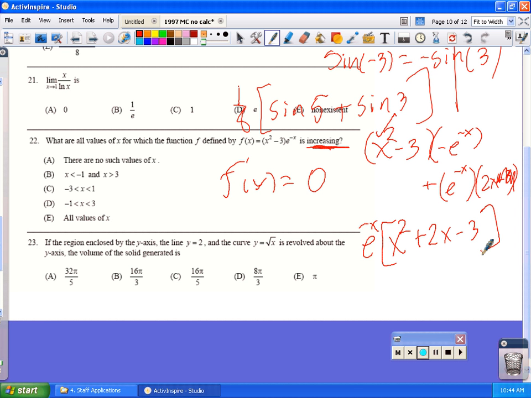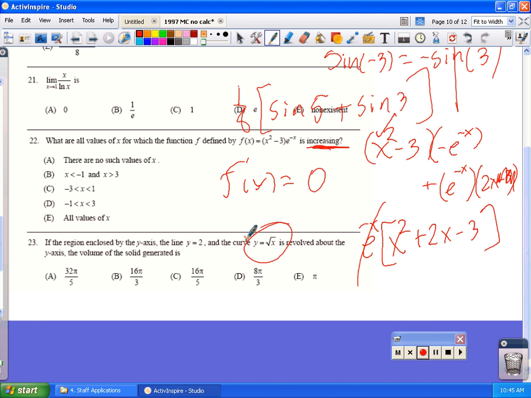Can e to a power ever be 0? E to a power can never be 0, so you don't get a critical number out of that. Agreed? You get your critical numbers out of this by factoring. You can kind of get a hint as to what they are. You make a number line and make some decisions. Yes or no? Okay, number 23.